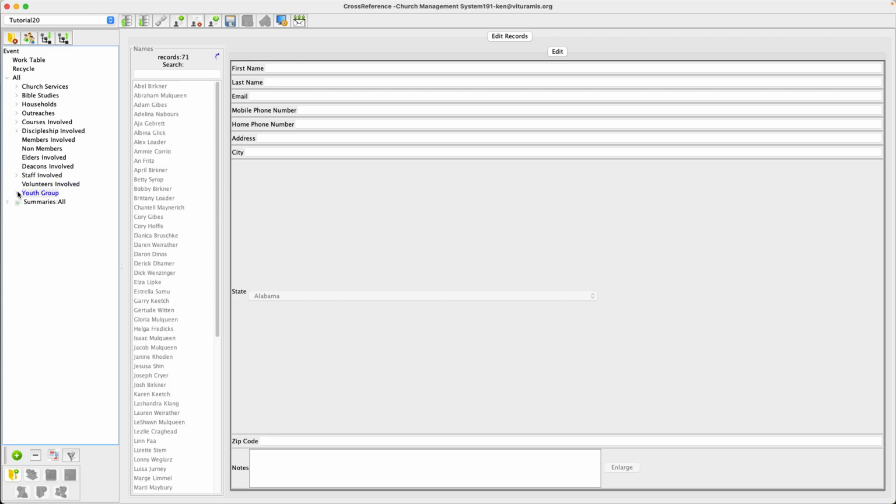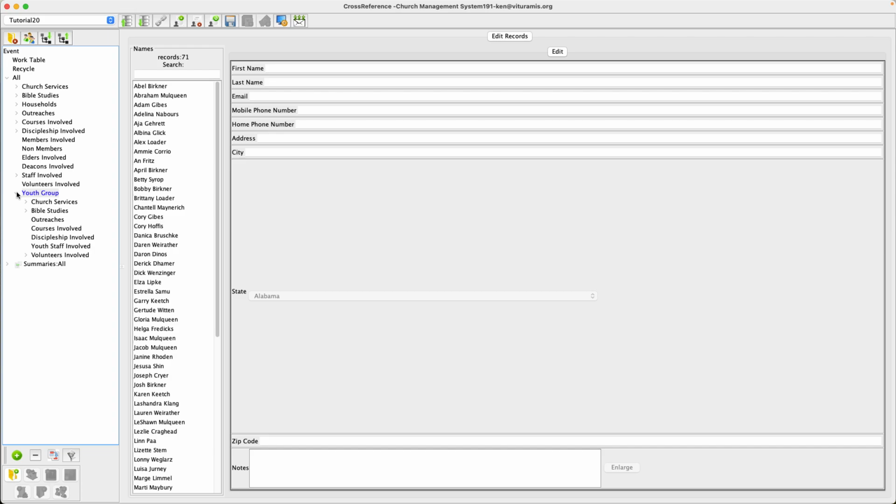Youth groups are similar to churches themselves. It's a little bit more simplified. Some groups do not necessarily apply to youth groups, but you can see here we have church services, Bible studies, outreaches, courses, discipleship, and then we have youth staff and volunteers, which are oftentimes separate from the general staff and general volunteers of the church as well. So this gives you an overview of how churches are structured within CrossReference.